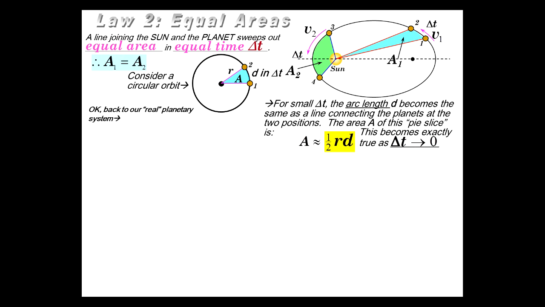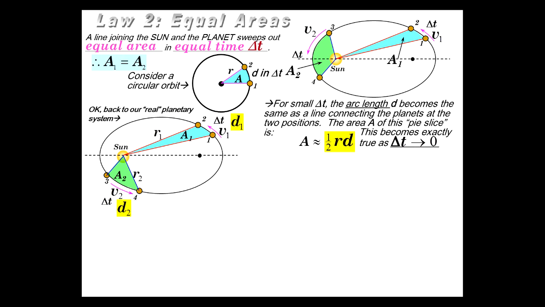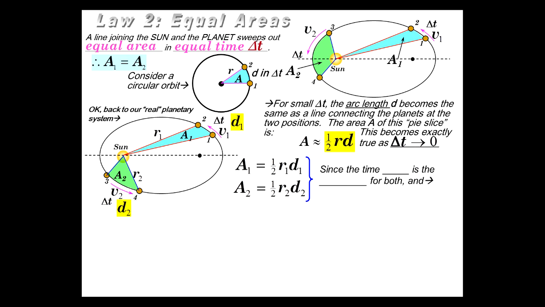With that as background, we can now look at our real planetary system here, which is highly elliptical in this case, and recognize that as delta t approaches 0, these triangles are really tiny right triangles essentially. Then A1 is equal to 1/2 R1 D1, and A2 is equal to 1/2 R2 D2. R2D2, C3PO, R2D2. Okay, well, get off of Star Wars here for a minute. The time delta t is the same for both, by definition.